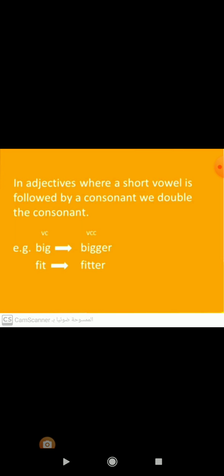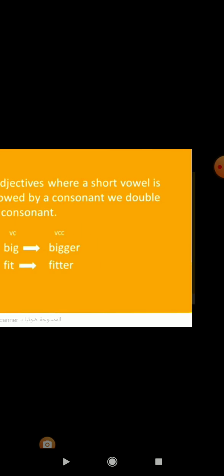In adjectives where a short vowel is followed by a consonant, we double the consonant and add er. For example, big will be bigger, fit will be fitter.